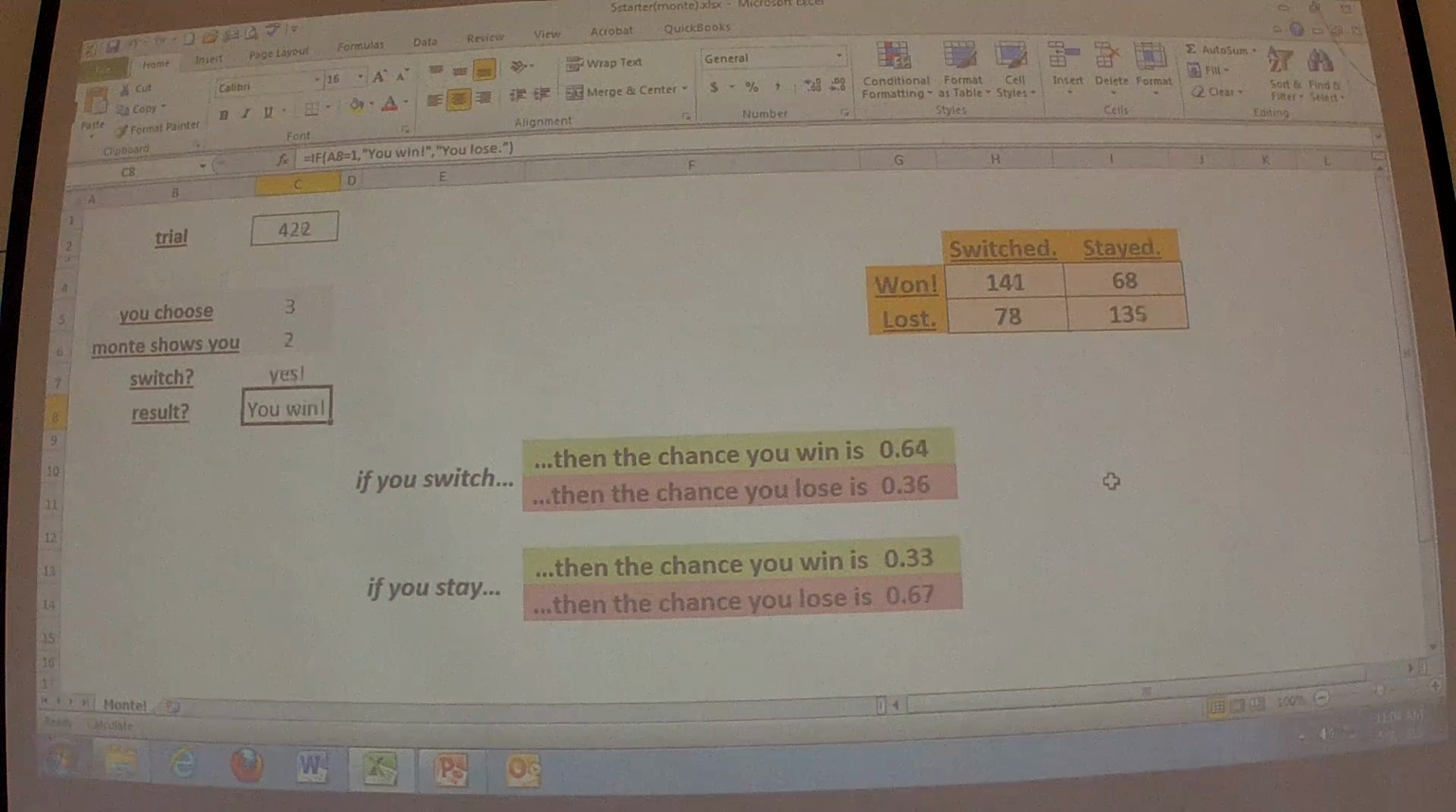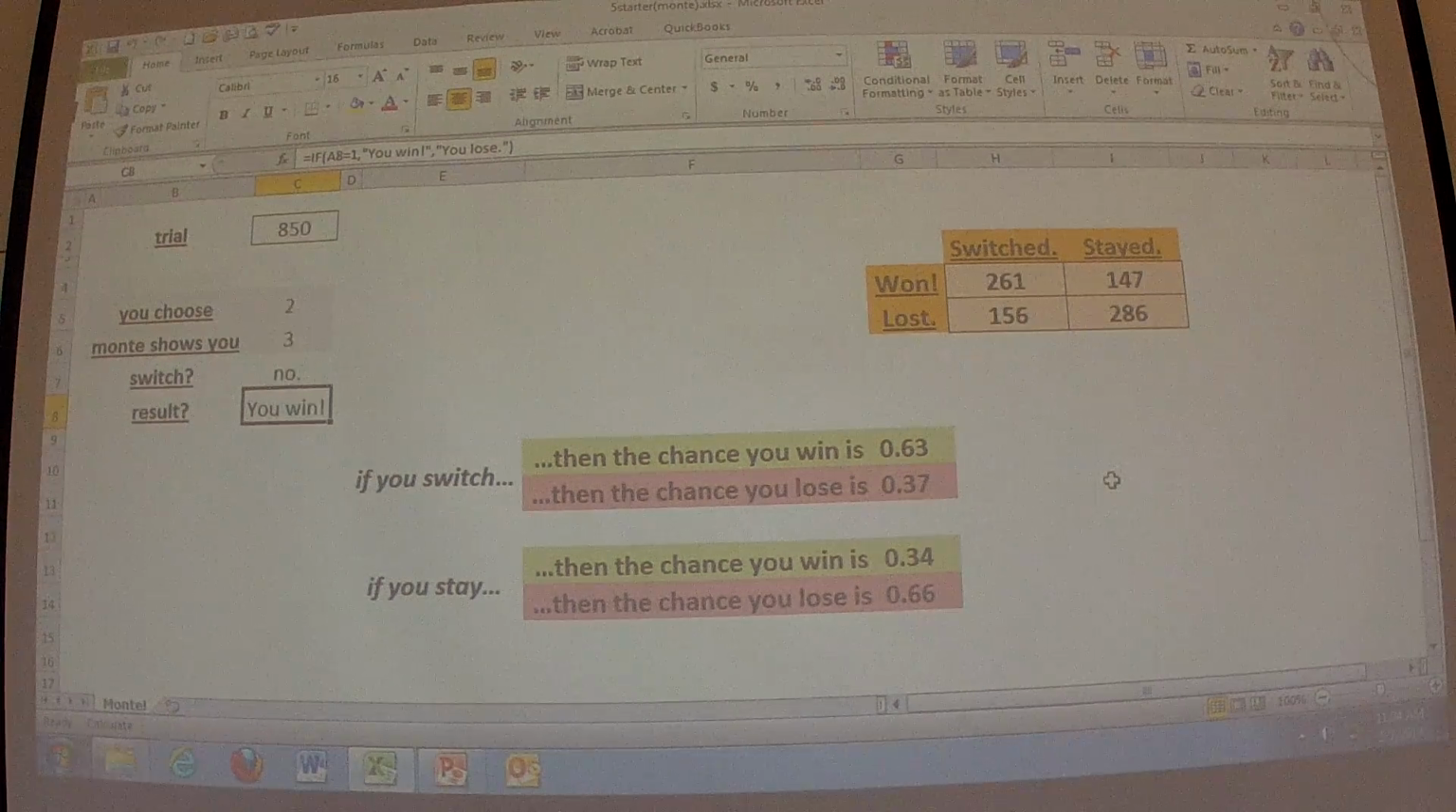Now, what do you notice about the numbers that are popping up in that chart up there? The people, say that again, Scotty. The people that switch are actually having a greater chance of winning at the same proportion as the people who stay are losing. It's inverse. Yes. It very much is.